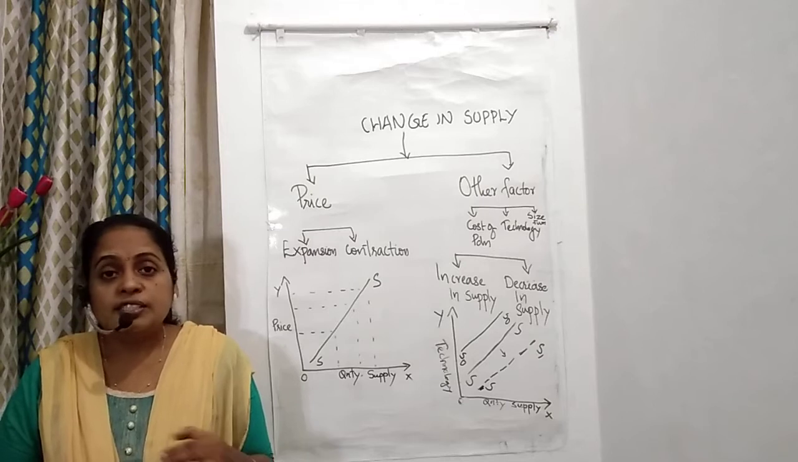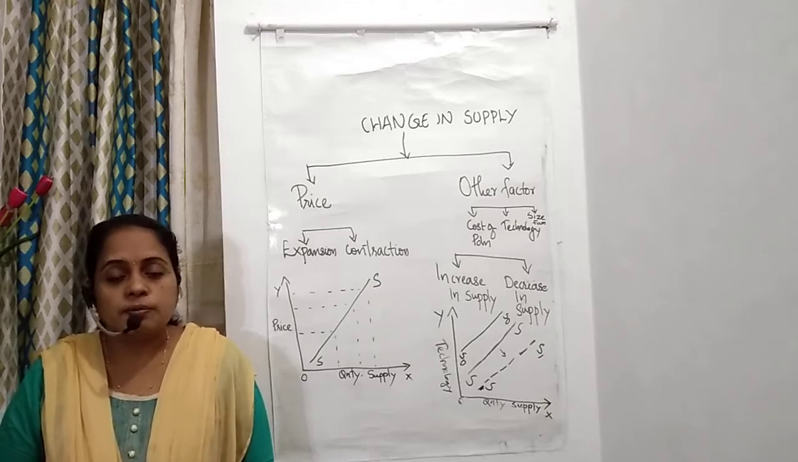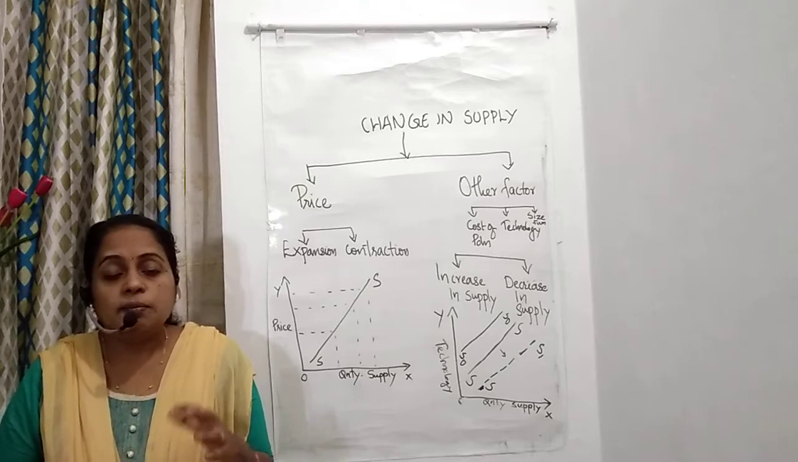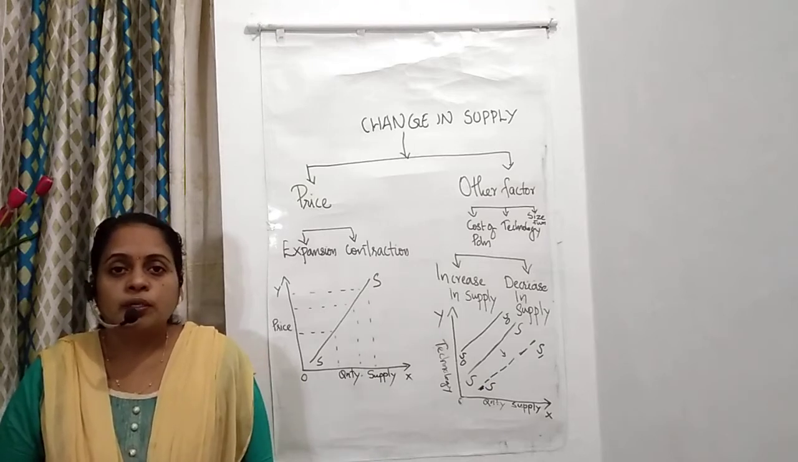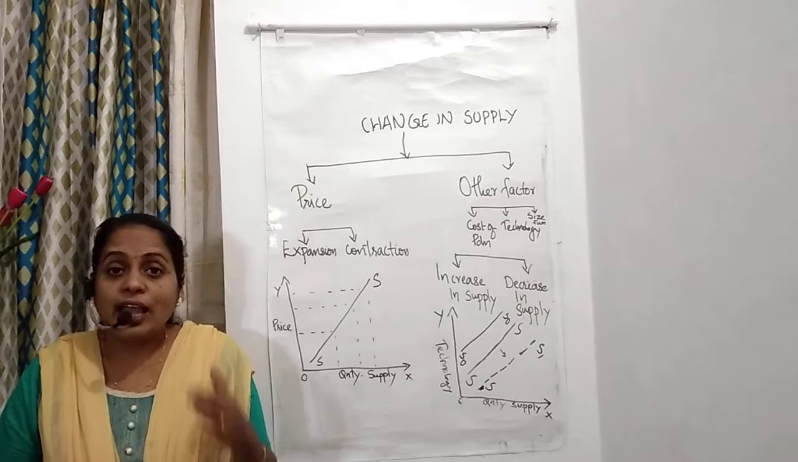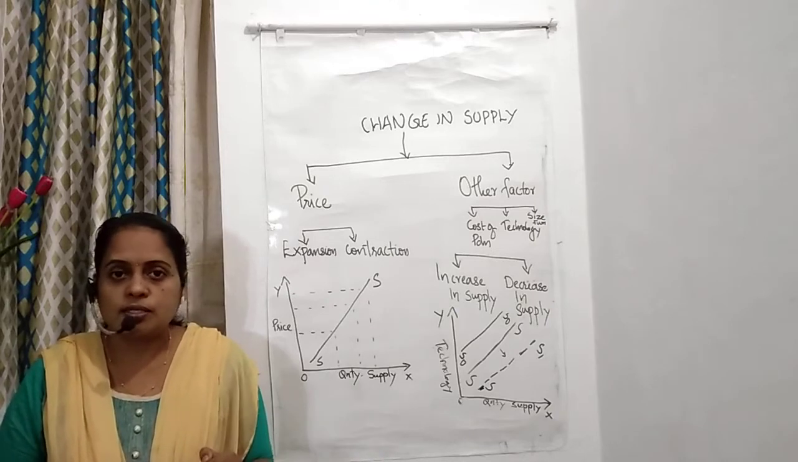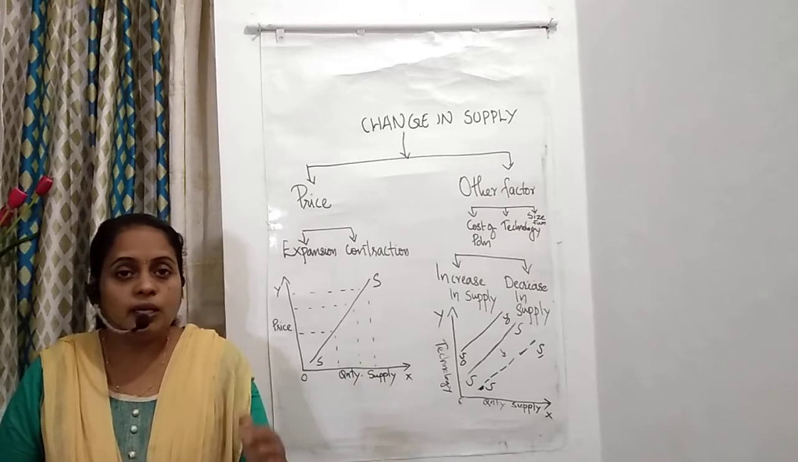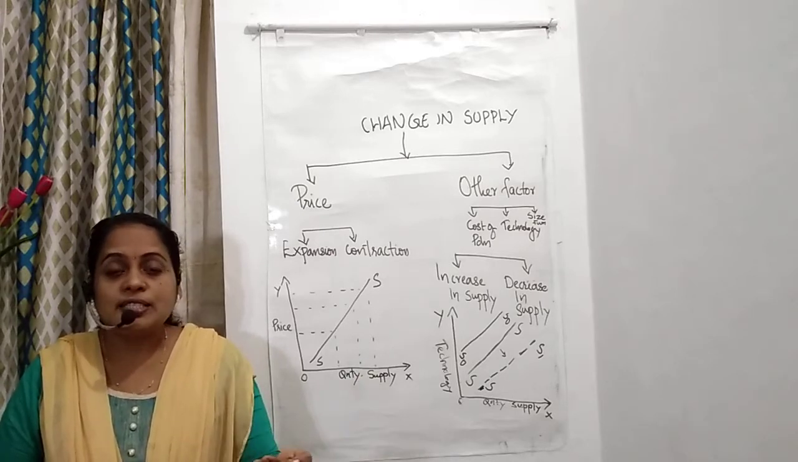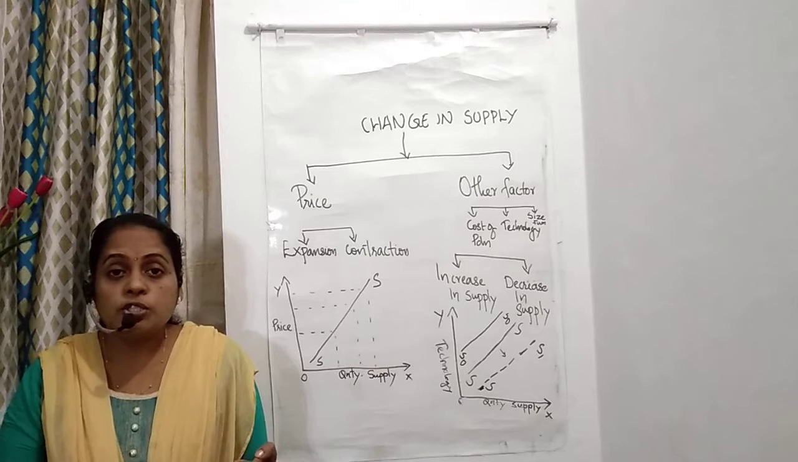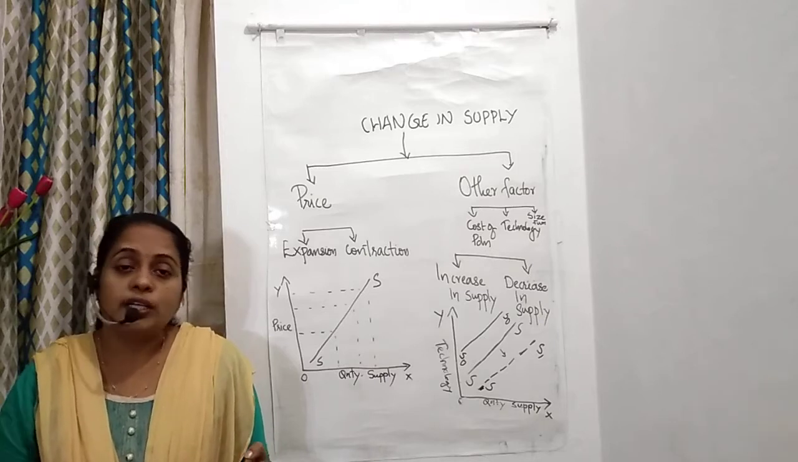ഇന്ന് നമുക്ക് ചേഞ്ചസ് ഇൻ സപ്ലൈ എന്ന കോൺസെപ്റ്റിനെ കുറിച്ച് പഠിക്കാം. എന്താണ് ചേഞ്ചസ് ഇൻ സപ്ലൈ, എങ്ങനെയെല്ലാം സപ്ലൈ ചേഞ്ച് ചെയ്യും? The factors affecting supply are the price. First thing, the price, isn't it? Price of that commodity. When price increases, the producer will supply more of that commodity.